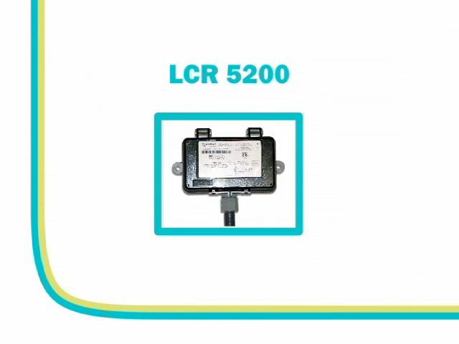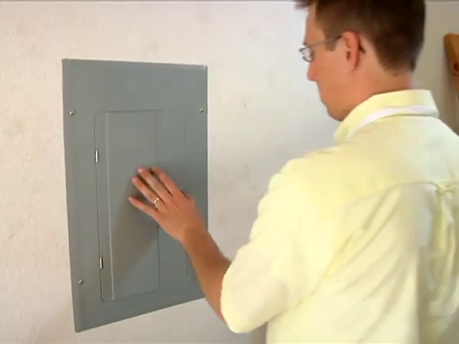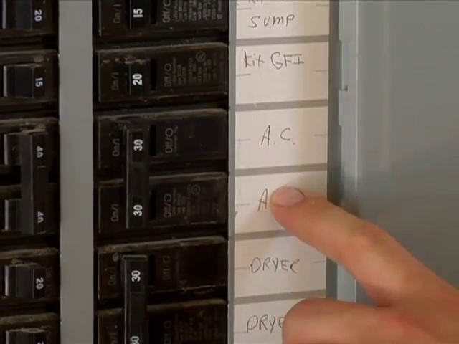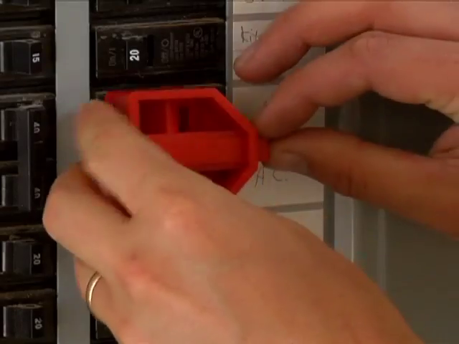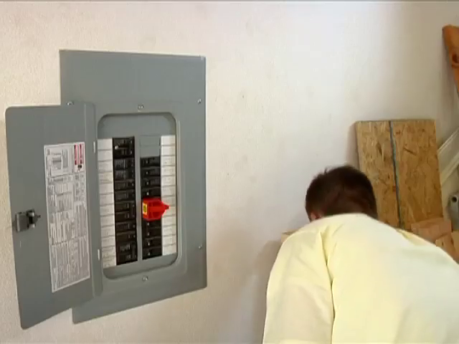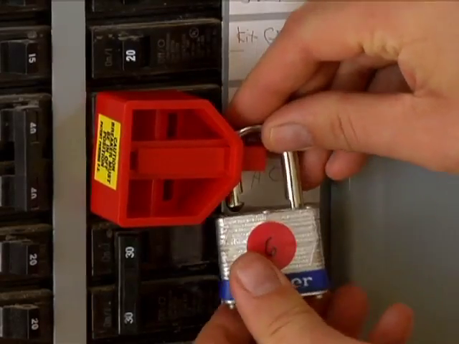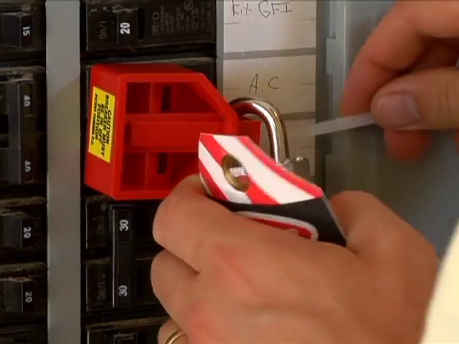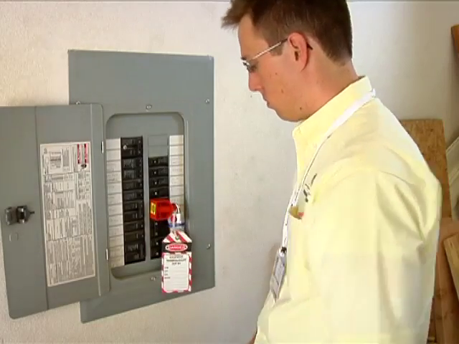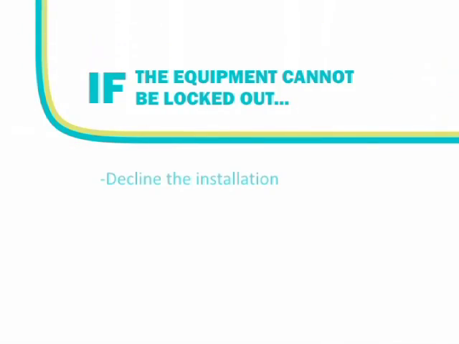Let's take a look at the installation steps for the LCR 5200 for conventional systems. These steps are referenced in your student manual. You will need to turn off the line voltage to the air conditioner at the disconnect or breaker using appropriate lockout-tagout procedures. Only approved lockout-tagout devices are to be employed, and testing for voltage will be performed using the non-contact voltage detector. If the equipment cannot be properly locked out, turn down the installation and notify the customer and your supervisor.